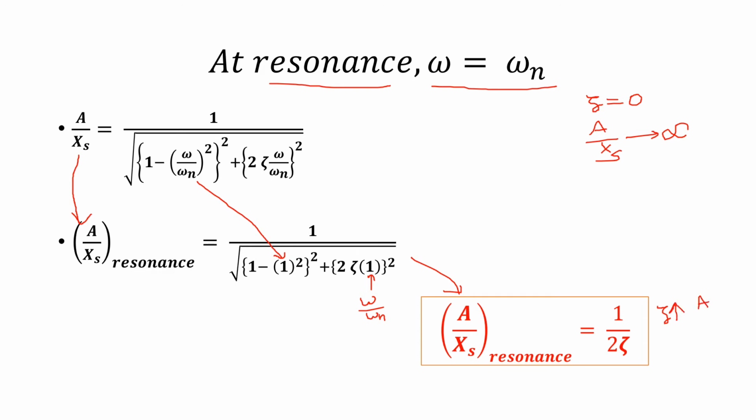which means as zeta is increasing, the value of A by xs at omega equal to omega n is continuously decreasing. We are getting lesser and lesser amplitude ratios.